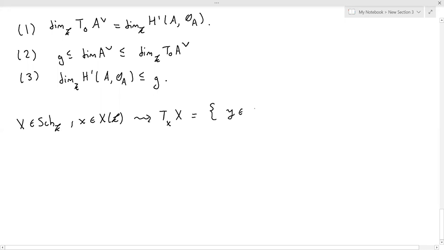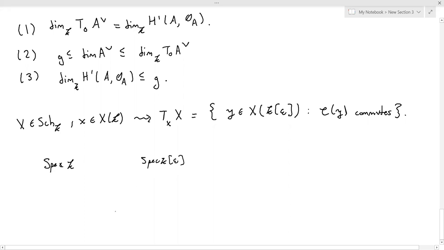It is the set of y in X adjoin k epsilon, and I'll explain myself in a second, such that the following diagram commutes. So what's the diagram? Well, it should be thought of as this guy. So I have spec of K, I have spec of K adjoin epsilon, and I have X. Okay, so here we want a commutative diagram like this, where K adjoin epsilon is basically a K algebra with epsilon squared is zero.